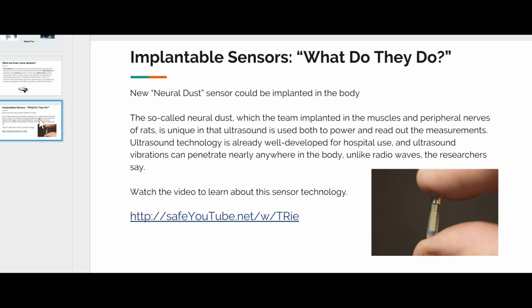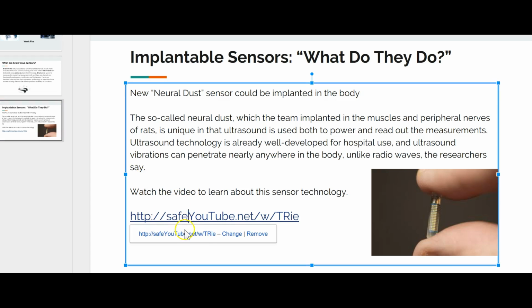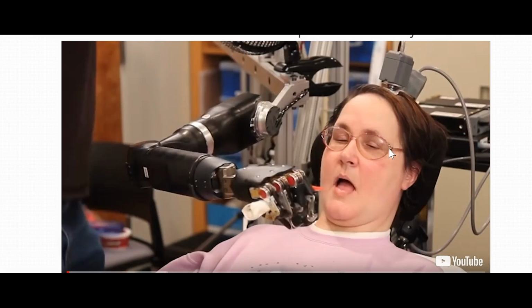This type of ultrasound technology is already developed to be used in hospitals. It can penetrate nearly anywhere in the body, meaning it can send signals and retrieve information from anywhere in the body that it's implanted, unlike other types of sensors or even radio waves, as researchers have come to find as they've developed this technology. So there is a video to learn about that. This is a YouTube video, and it's brief, so we are going to watch it.